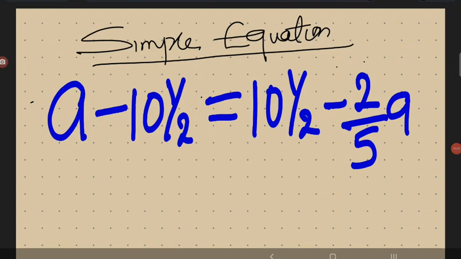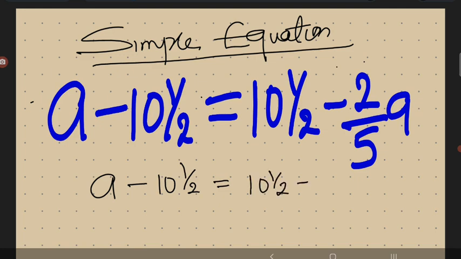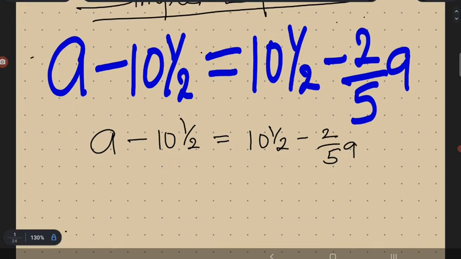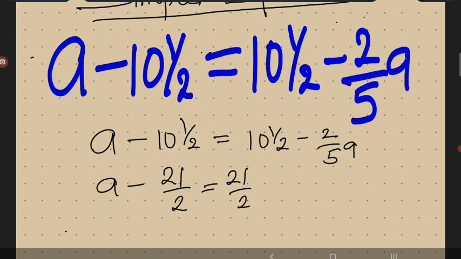Explaining simple equations of this form: at any time you are to solve equations like a minus 1/2 is equal to 1/2 minus 2/5a. Now, in solving this, you try to make it an improper fraction, which we have 21/2 is equal to 21/2 minus 2/5a.